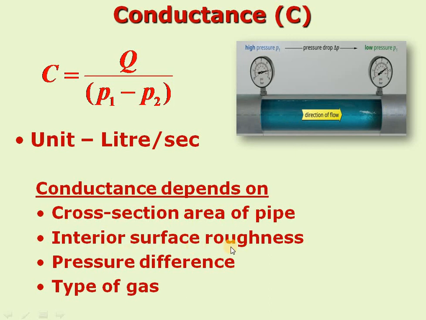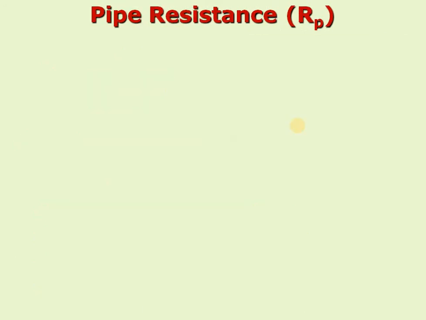The interior surface roughness is another important parameter on which conductance depends. And the pressure difference, of course, which we have written here, and the type of the gas being pumped. Different gases flow at different rates. Usually we pump a mixture of gases, but in many cases separate gases may also get pumped out. So in different contexts, conductance may vary for different types of gases.